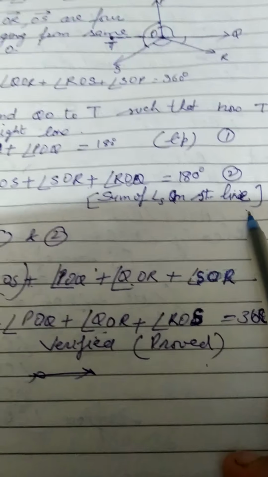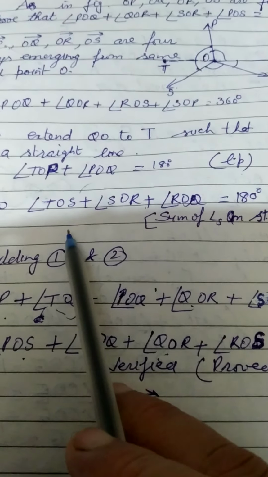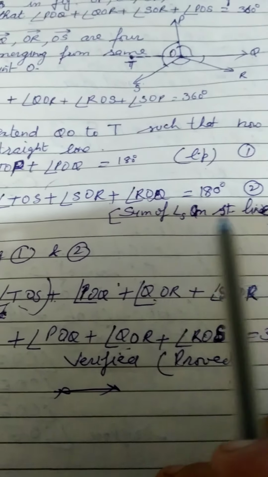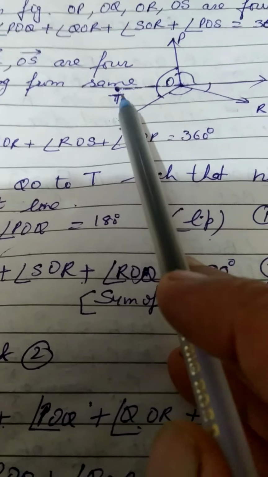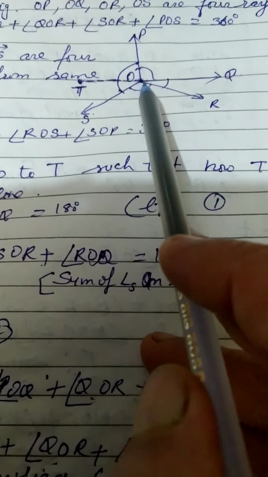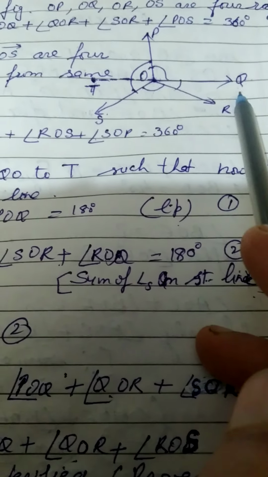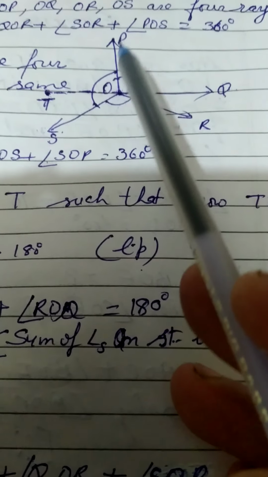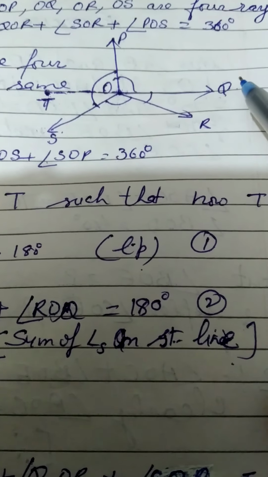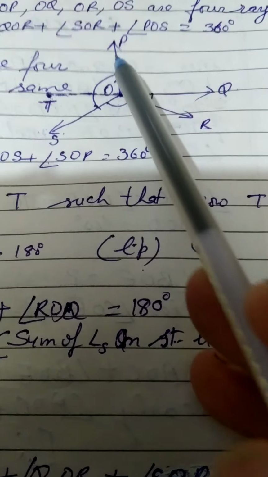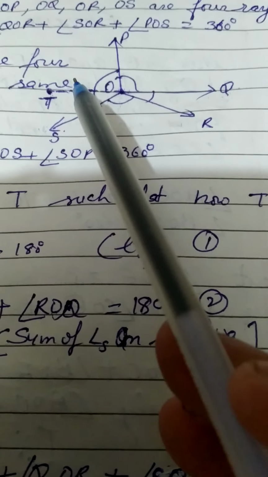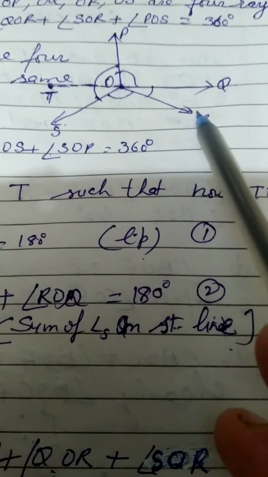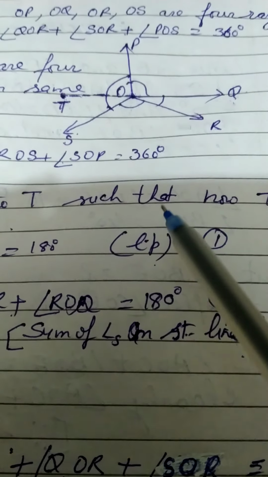Sum of angles on a straight line is always equal to 180. Therefore, we can say that angle TOS plus angle SOR plus angle ROQ is equal to 180. Now what else have we taken? Angle TOP plus angle POQ. These are forming a linear pair. Therefore, angle TOP plus angle POQ is equal to 180. Also, we have taken angle TOS plus angle SOR plus angle ROQ is equal to 180.